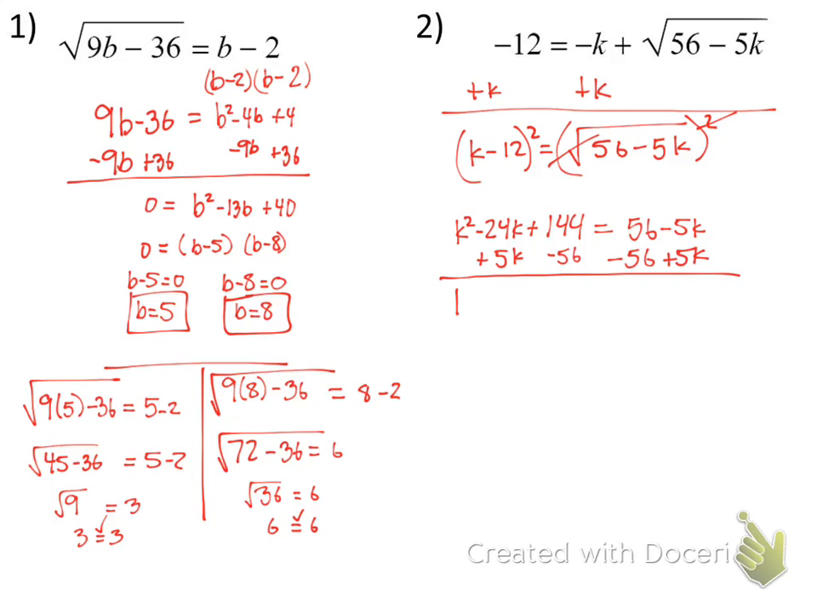So we got k squared minus 19k plus, what is this, 88 is equal to 0, right? These all cancel out.